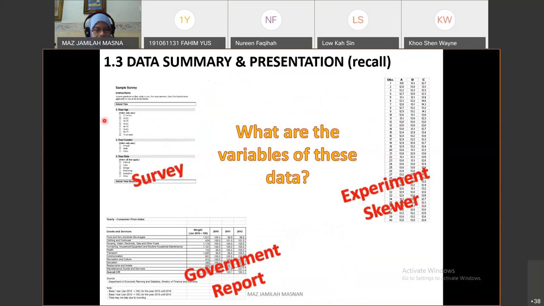What about this sample survey? What are the variables involved inside the data? Can you just look at this particular survey in specific? You can see the first question is about the age of the respondent. So you have 17 and less, 18 to 25, 26 to 35, until the oldest will be above 76 years old. The second question is gender: male, female, or others.